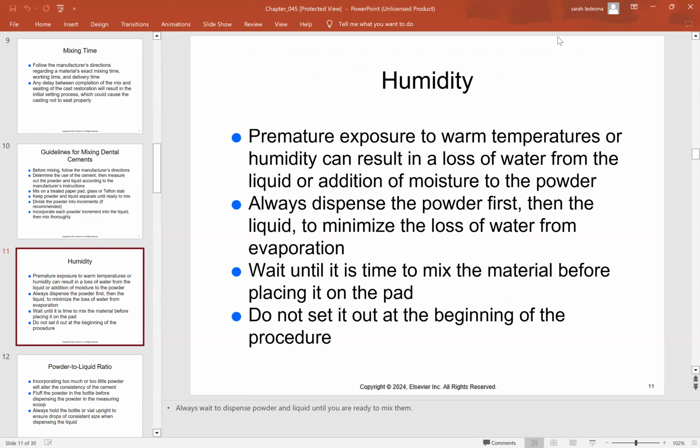With humidity, premature exposure to warm temperatures or humidity can result in a loss of water from the liquid or an addition of moisture to the powder. So we're always going to dispense the powder first, then the liquid to minimize the loss of water. We'll wait until it's time to mix the material before placing it on the pad, and we're not going to set it out at the beginning to sit while we're doing the procedure.